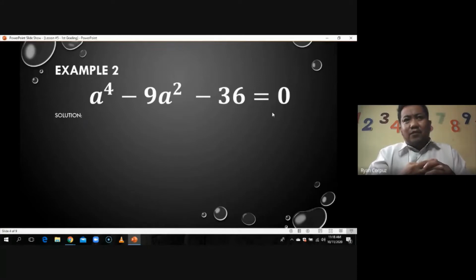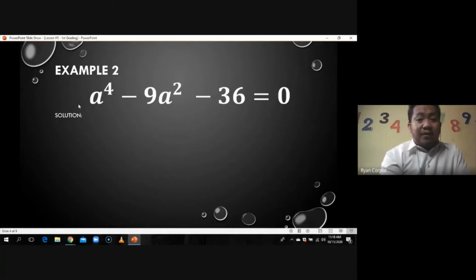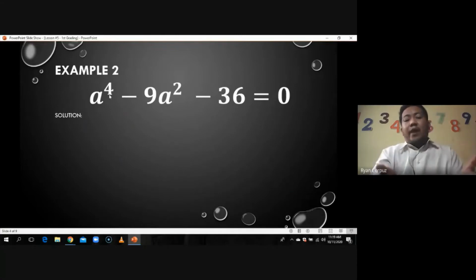But when we talk about a quadratic, the highest exponent of the variable is 2. But in the case of example number 2, the highest exponent is 4. So, meaning the given equation is not a quadratic equation, but we can make a way to transform that equation into a quadratic equation. But the question here now is how?